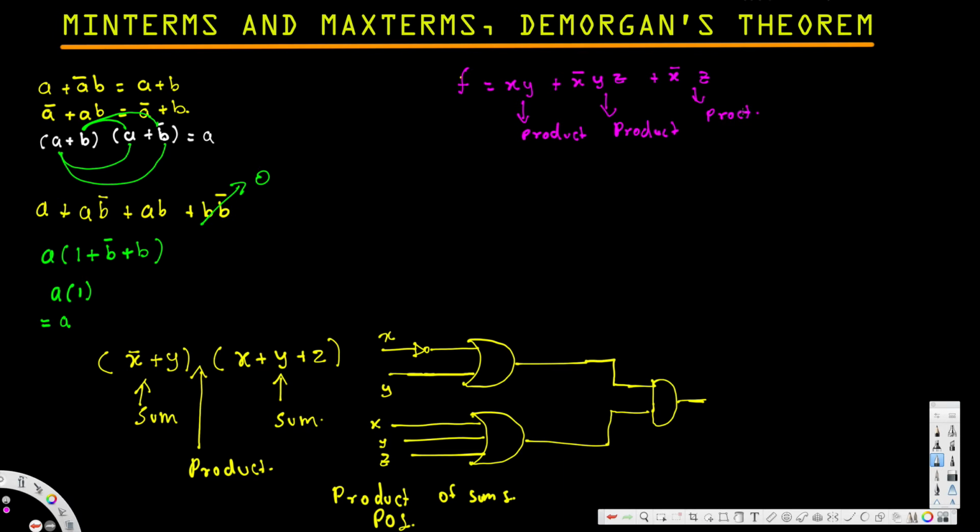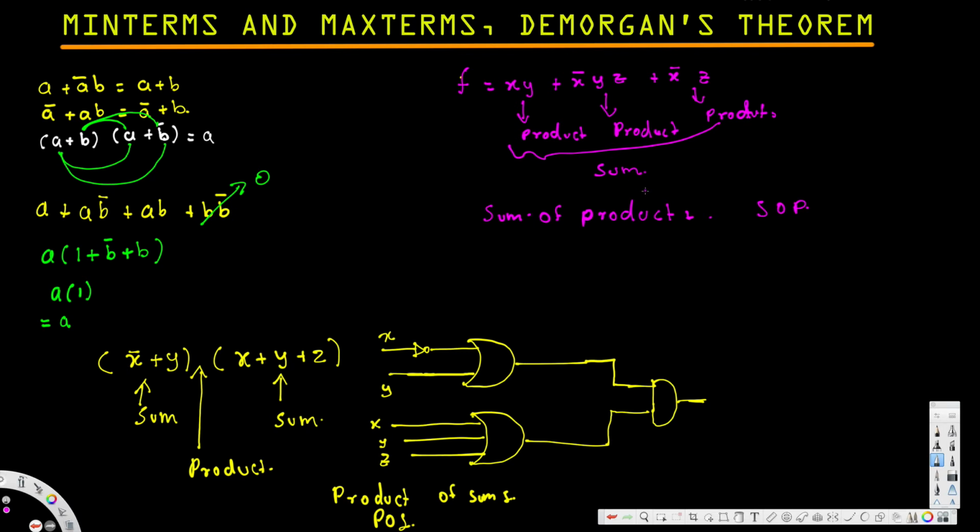And we are adding the products. So that's why we call this one, we are summing the products. So this is sum of products. In short, we call it SOP. So this is product of sums, and this is sum of products. So that's the basic thing we have to know.